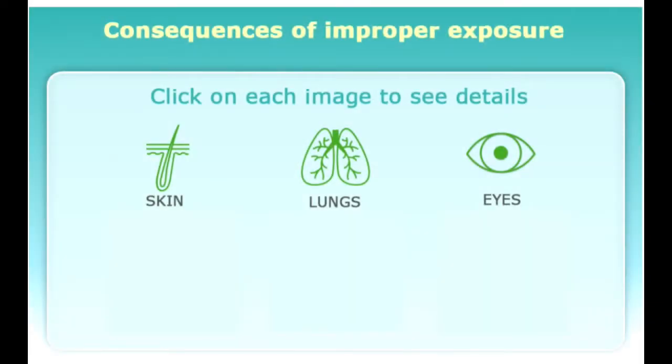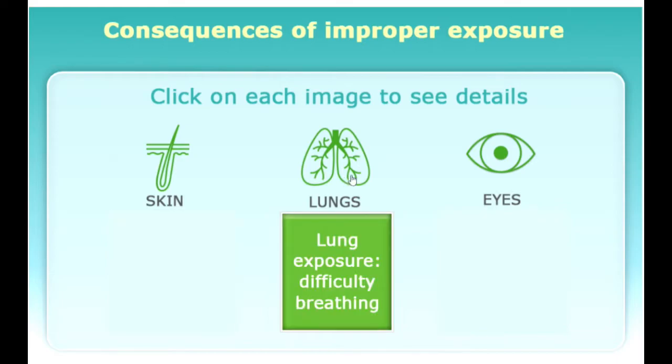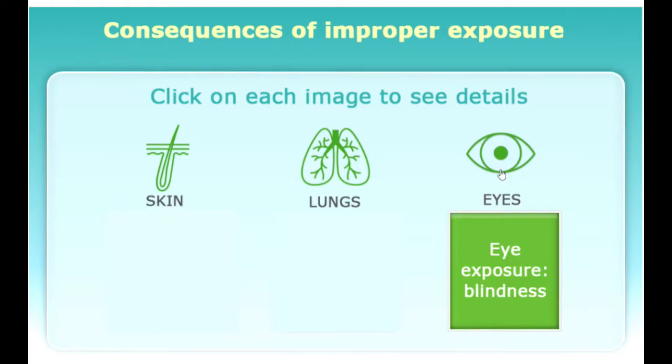How can you or a child be injured by a sanitizer or disinfectant? Choose one of the options on the screen to see more. If we get a sanitizer or disinfectant on our skin, it could cause a chemical burn or a rash. If we inhale the vapors of a sanitizer or disinfectant, it could cause difficulty breathing. If a sanitizer or disinfectant gets into our eyes, it could cause blindness.